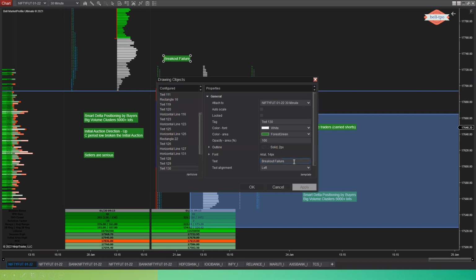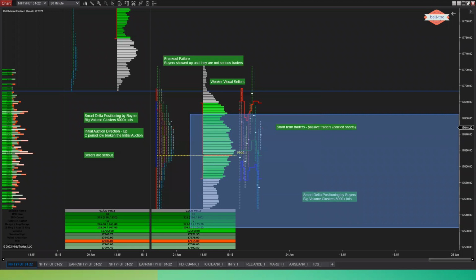So what does that mean? Buyers showed up, and they are not serious traders. Why? Because the point of control itself is building down below that. A rejection will be like the point of control forming down below. Price goes up and rejects, and it gets back to the center.